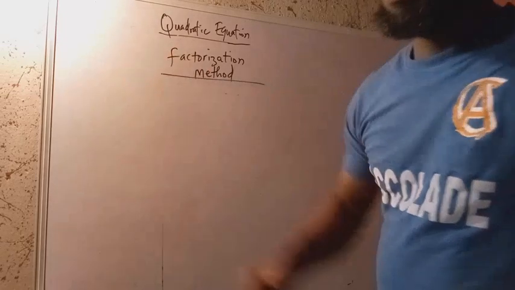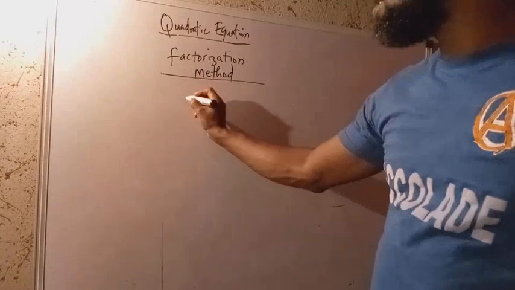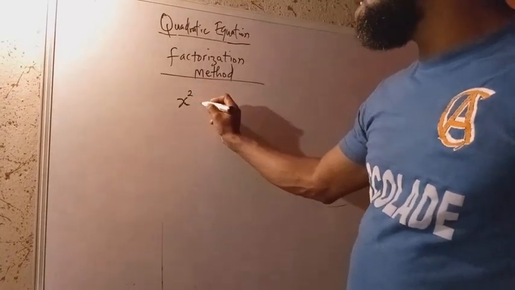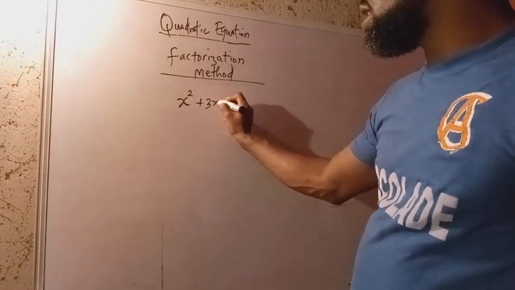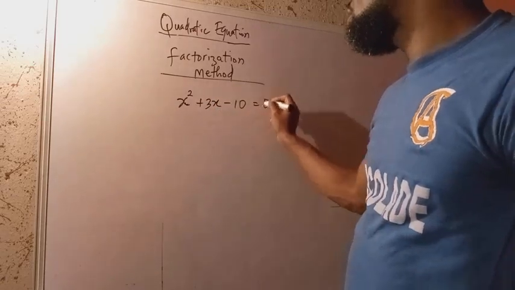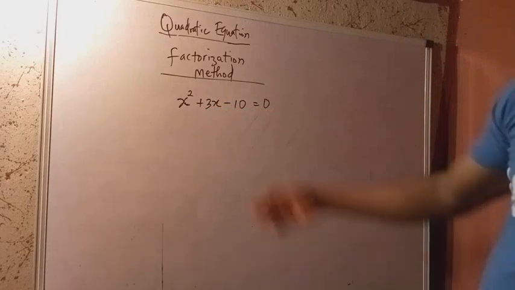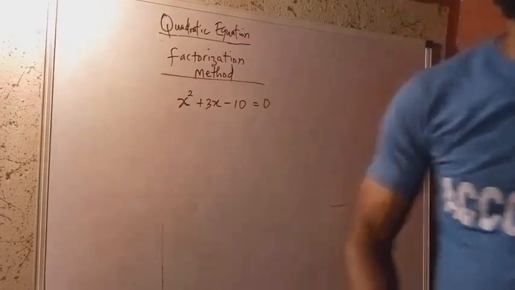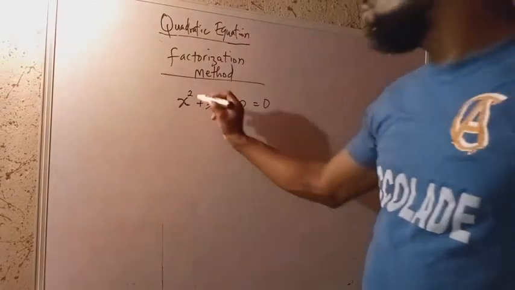Okay guys, so in this particular lesson we are going to solve this: x squared plus 3x minus 10 equals 0. Okay, so this is what we are going to solve in this lesson. So how do we go about this?